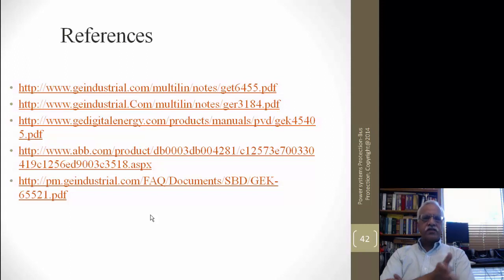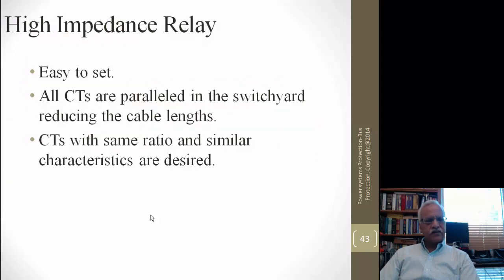I have given references, most of these are United States manufacturers. Then ABB is there, and these are very nice components. If these links have changed over the course of time, please go back to geindustrial.com or digitalenergy.com. I think now they have changed the name. And then you have ABB, or you have Basler Electric or Schweitzer Electric. These are US manufacturers. You can look at it. If you have regional manufacturers like Siemens in Europe, you can use those. They will have application notes. Please do go through that for the high impedance.